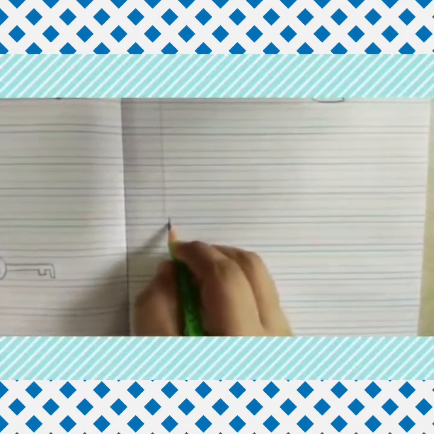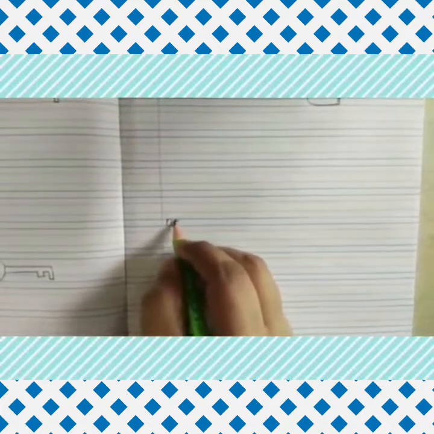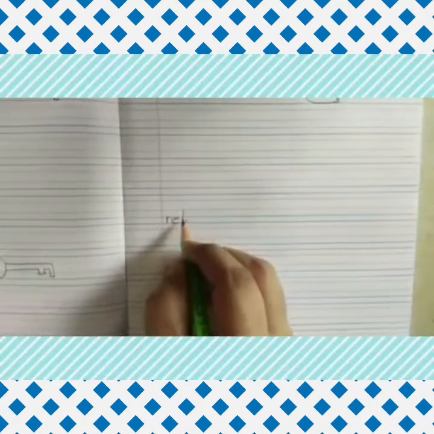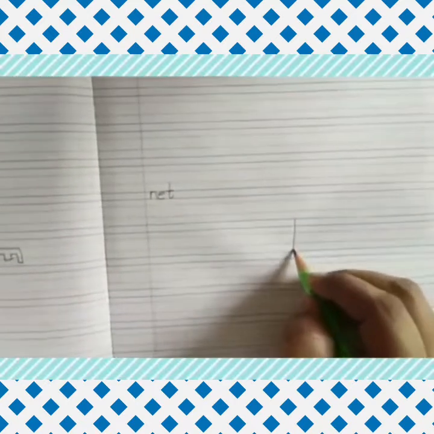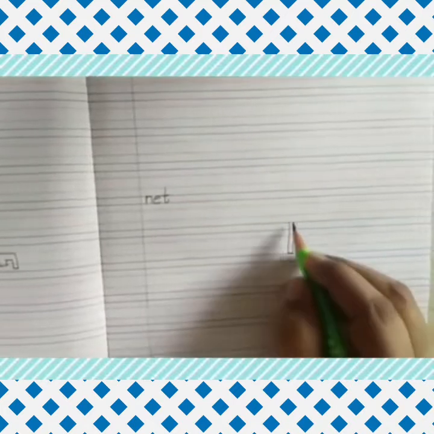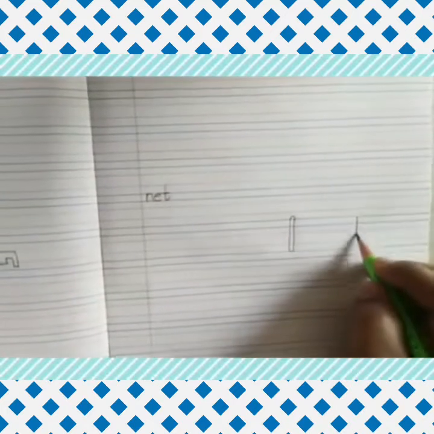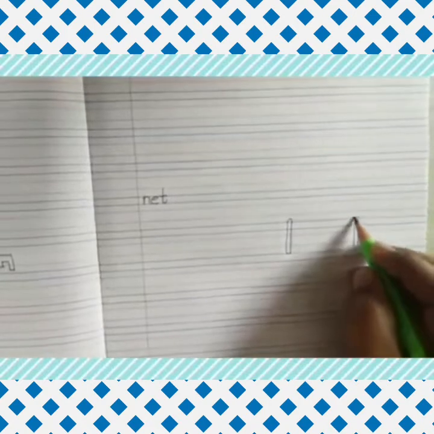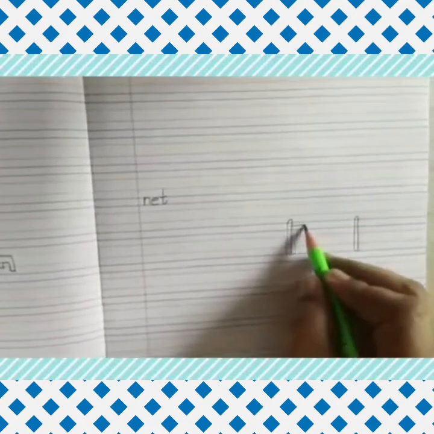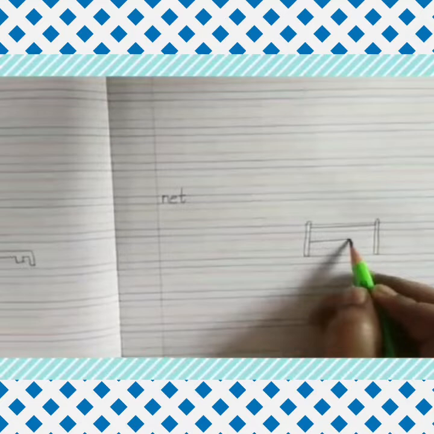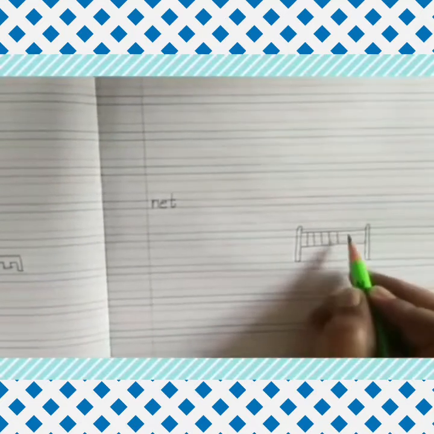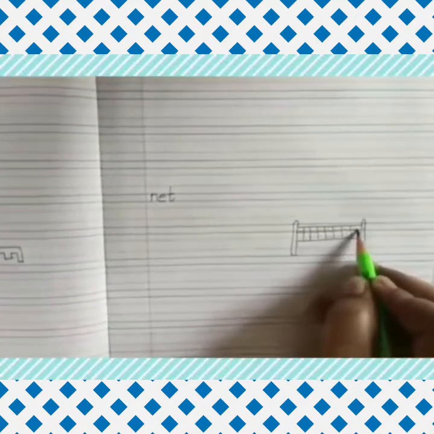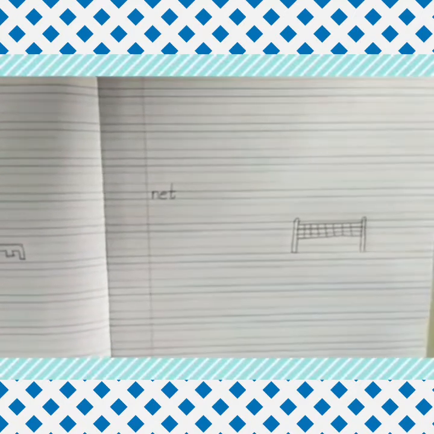Now the next spelling is net. What is spelling of net? N-E-T. Net. You have to write 5 times. And here we will draw a picture of a net. 2 standing lines. Leave some space. Again 2 standing lines. Leave some space on top and make 1 sleeping line. 1 more sleeping line. Draw standing lines. And then sleeping line. This is picture of net.